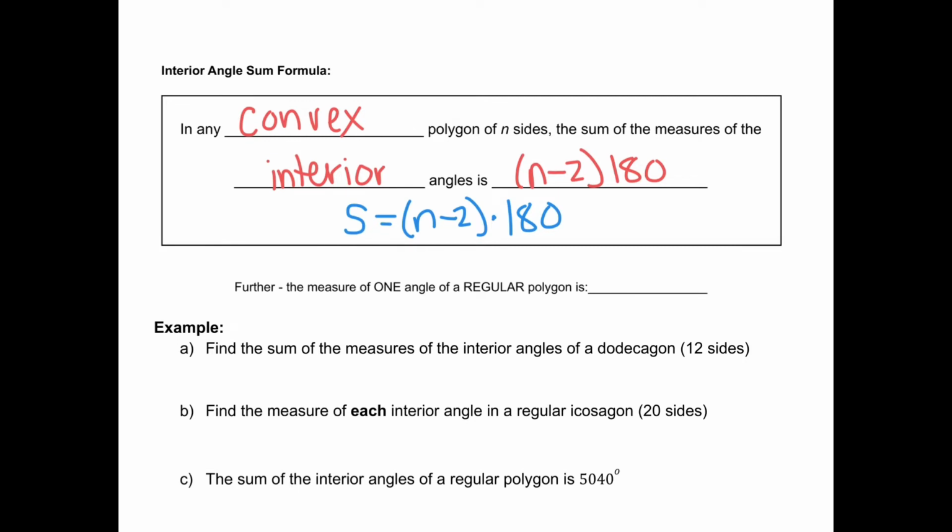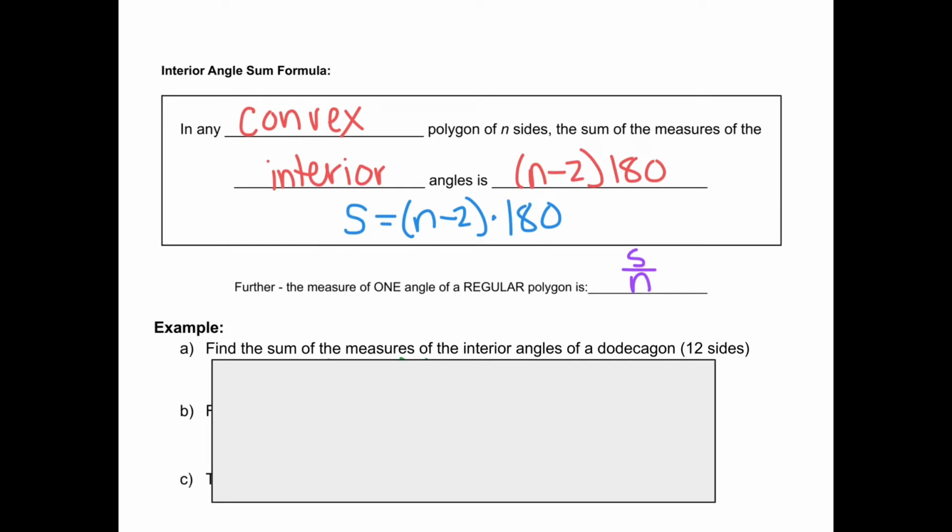angle sum formula. Further, the measure of one angle of a regular polygon, so now specifically drawing to a regular polygon, because if it's regular, then it's equiangular, then the sum of the interior angles can just be divided by the number of sides, and then you'll figure out what one of the angle measures inside of a regular polygon is.